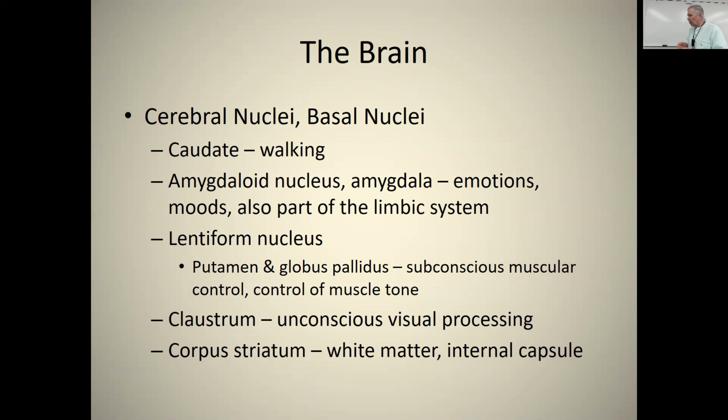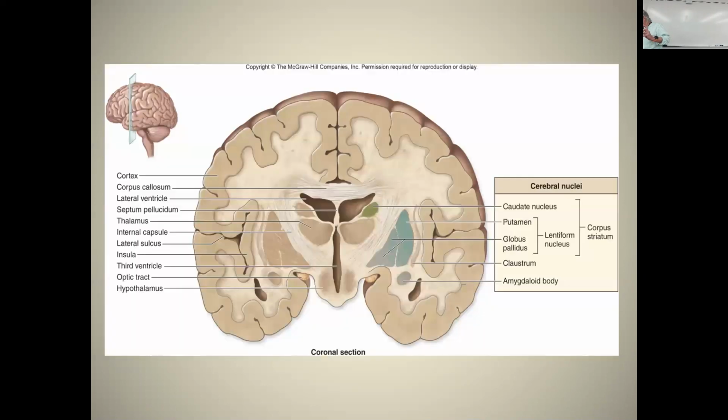Okay, claustrum, unconscious visual processing, and corpus striatum, white matter, internal capsule. This is all part of what the cerebral nuclei do. Well, here they all are. Here's the cerebral cortex out here, and here are the cerebral nuclei: the caudate nucleus over here, the putamen, globus pallidus, claustrum, and amygdaloid body. They're all deep within the cerebrum, and they are gray matter, but they're internal gray matter, not on the outside. They're in the oldest part of the cerebrum.